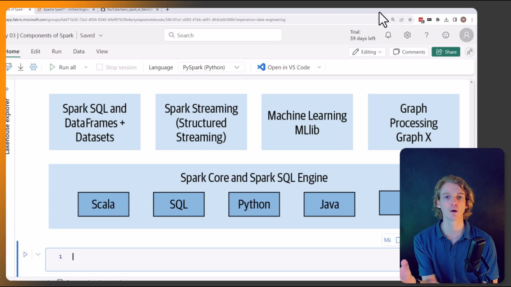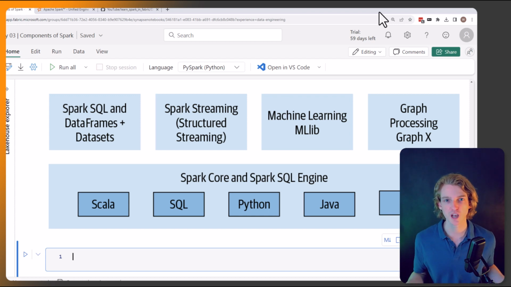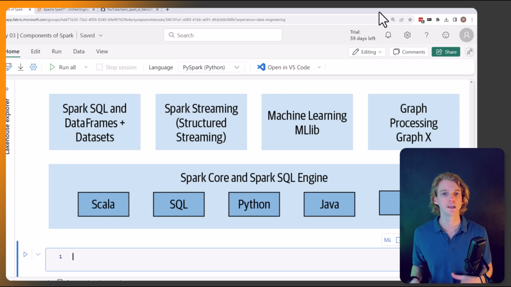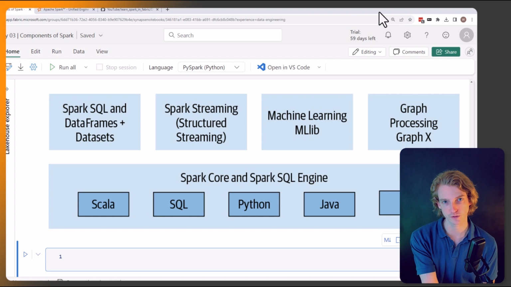Machine learning with MLlib is right at the heart of the data science experience. It's one of the libraries we can use to do machine learning within Microsoft Fabric. There are a number of others. We can use SynapseML as well, which is the Microsoft tool available to us. We're going to be doing three videos on MLlib in this series.